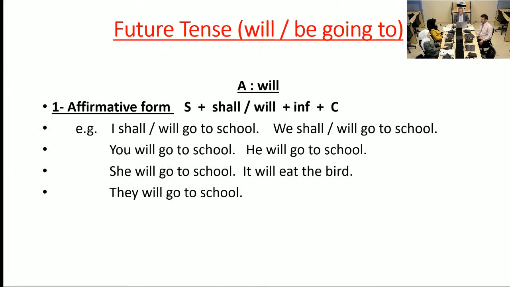In the affirmative form, we use subject plus shall or will plus infinitive. For example, I shall or will go to school. We shall or will go to school. You will go to school. He will go to school. She will go to school. It will eat. Actually, shall is old-fashioned. Nowadays, will is used with all pronouns, but it is grammar.